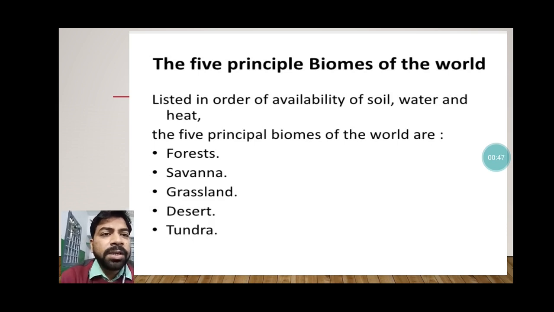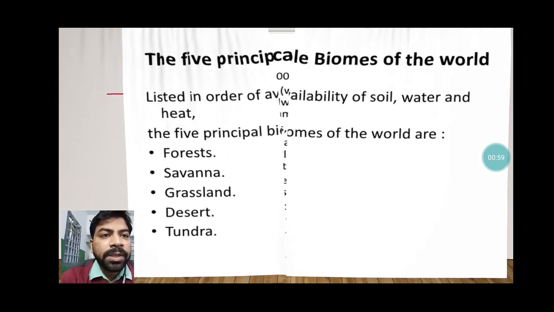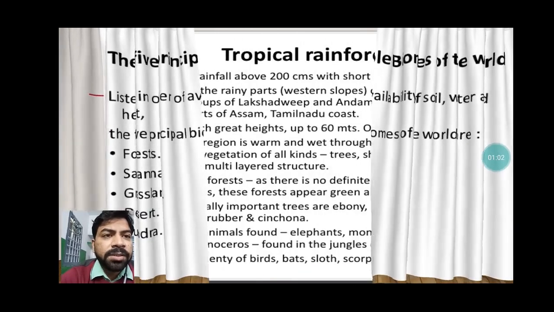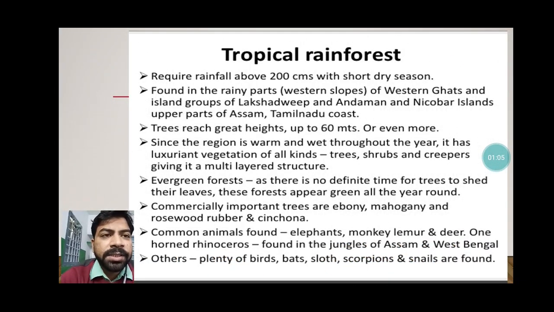Listed in order of availability of soil, water and heat, the 5 principal biomes of the world are forest, savanna, grassland, desert and tundra. Let's start from the forest. We have the tropical rainforest, also known as evergreen forest. It requires rainfall above 200 centimeters with a short dry season. It is found in the rainy western slopes of Western Ghats, island groups of Lakshadweep and Andaman and Nicobar Island, upper parts of Assam, Tamil Nadu coast. So you can understand from here.